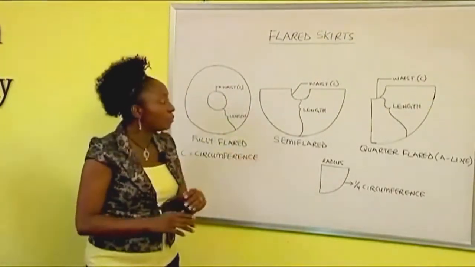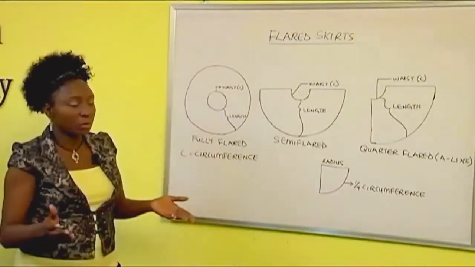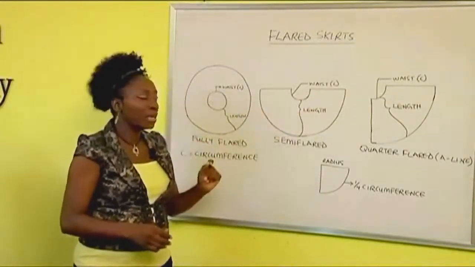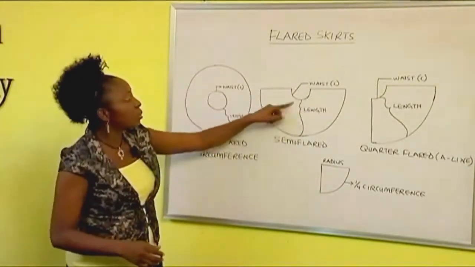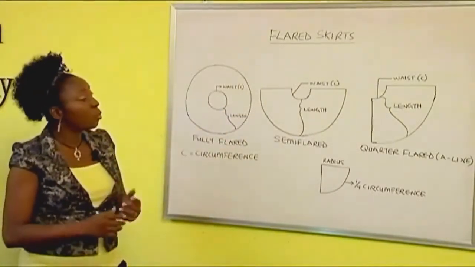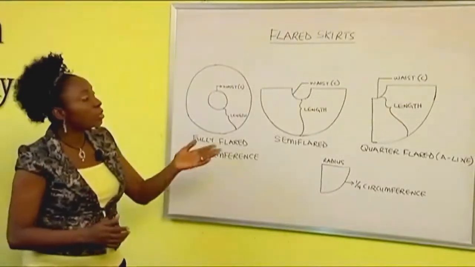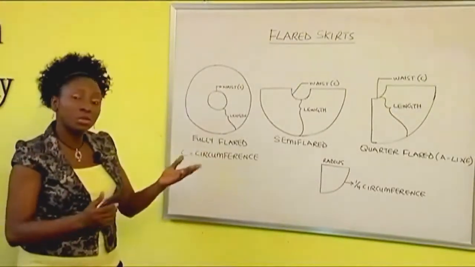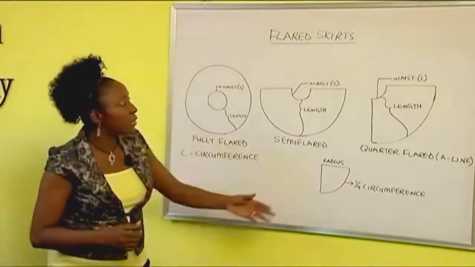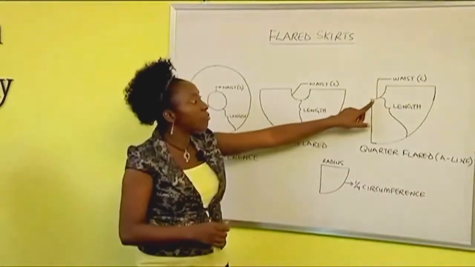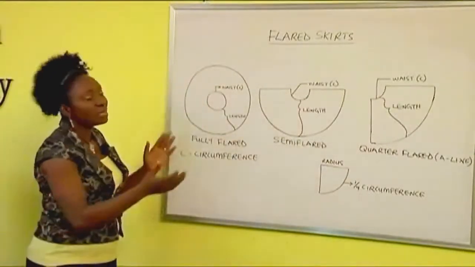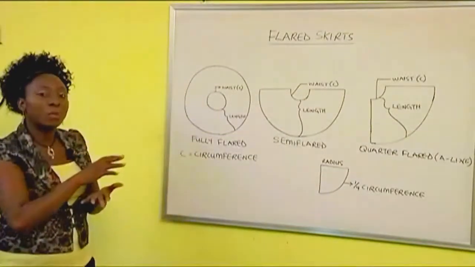Now if you look at the semi-flared skirt, you can see that it's a semicircle. We have the inner semicircle here representing the waist, and the distance between the two semicircles will give you the length. Now the third one we have there is a quarter circle. It's called the quarter flared skirt, also known as the A-line skirt. It's not as flared as the others, obviously. This quarter circle in here represents the waist, and the length is in between the two quarter circles.